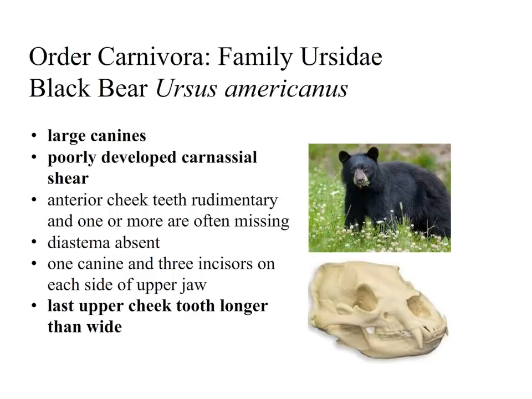Poorly developed carnassial shear. That's how the teeth, of course, connect with each other as they move across each other. The diastema is absent. It's filled with molars, of course.